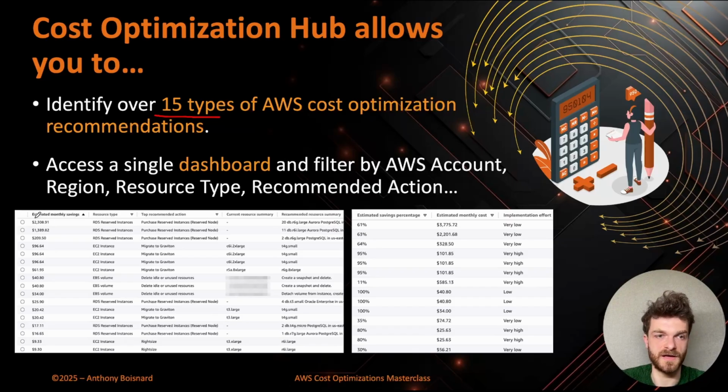So for example, here you have your estimated monthly savings, your resource type, top recommended action, current resource summary, and recommended resource summary. And you can filter by estimated monthly savings, resource type, and top recommended action here. And you can retrieve, for example, you can save $100 here for an EC2 instance if you migrate to Graviton from this instance here to this one.